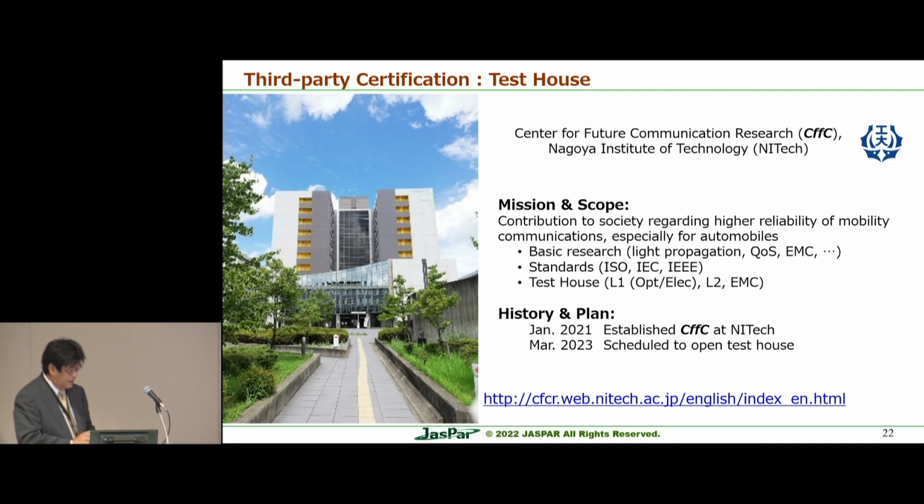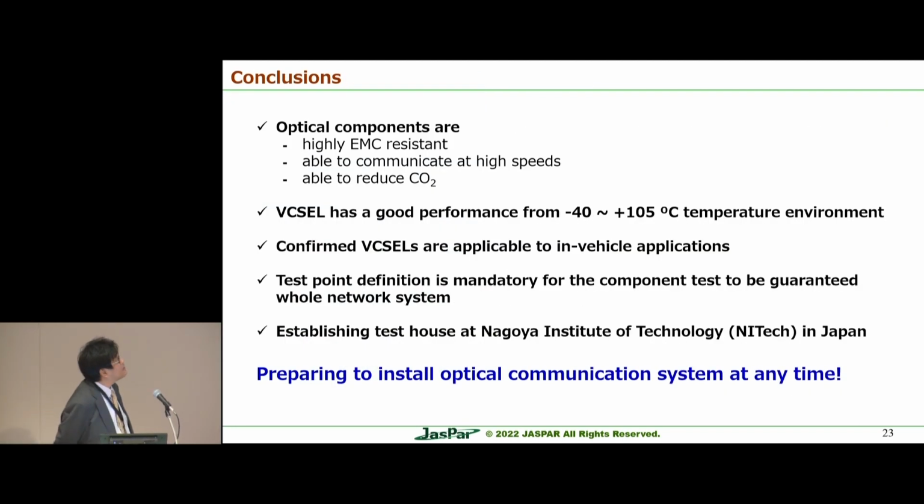Okay, so this is the conclusion, what I told you today. The optical components have high EMC resistance, are able to communicate at high speed, and are able to reduce CO2, as I mentioned. Also, VCSEL has good performance from -40 to 105 degrees Celsius, and we confirmed the VCSELs are applicable for in-vehicle applications. We confirmed that test point definition is mandatory for the component test to be guaranteed for network systems.